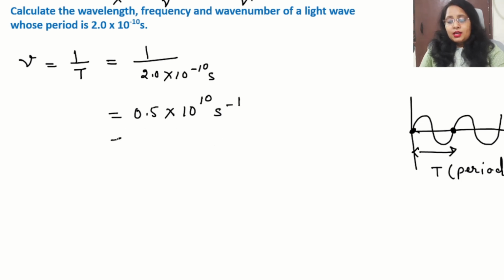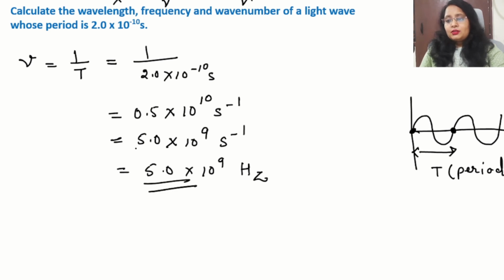Now this is the answer, but to make it more appropriate, we'll make it 5.0, shifting the decimal one step rightward, it means minus 1. So 10 to the power 10 minus 1 will become 10 to the power 9 per second. Or we can write it as 5.0 into 10 to the power 9 hertz. Per second is also known as hertz. So this is our answer for the frequency. The frequency is 5 into 10 to the power 9 hertz.